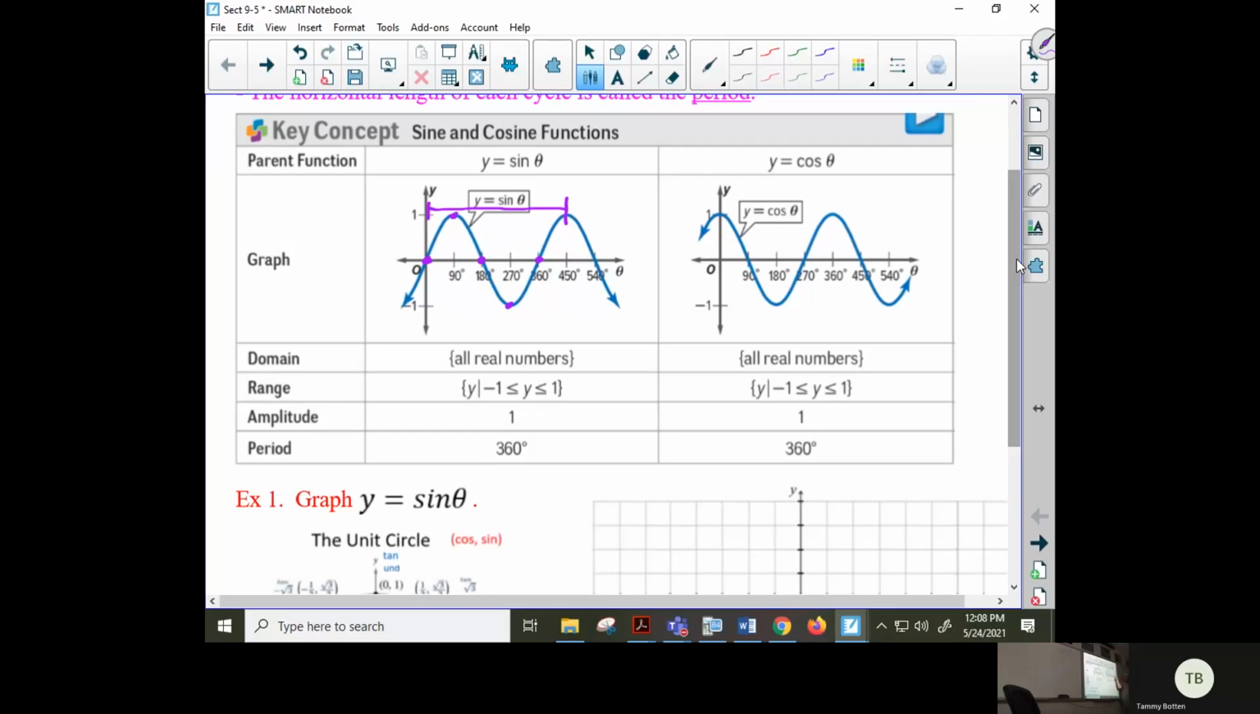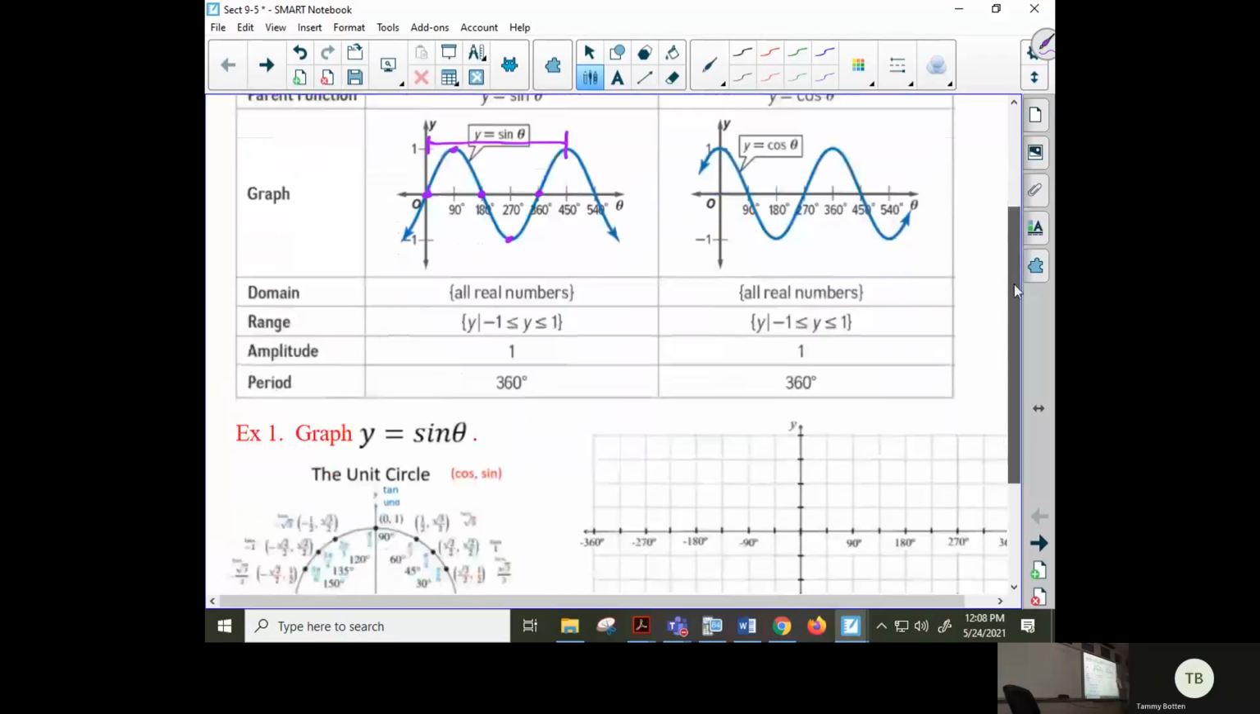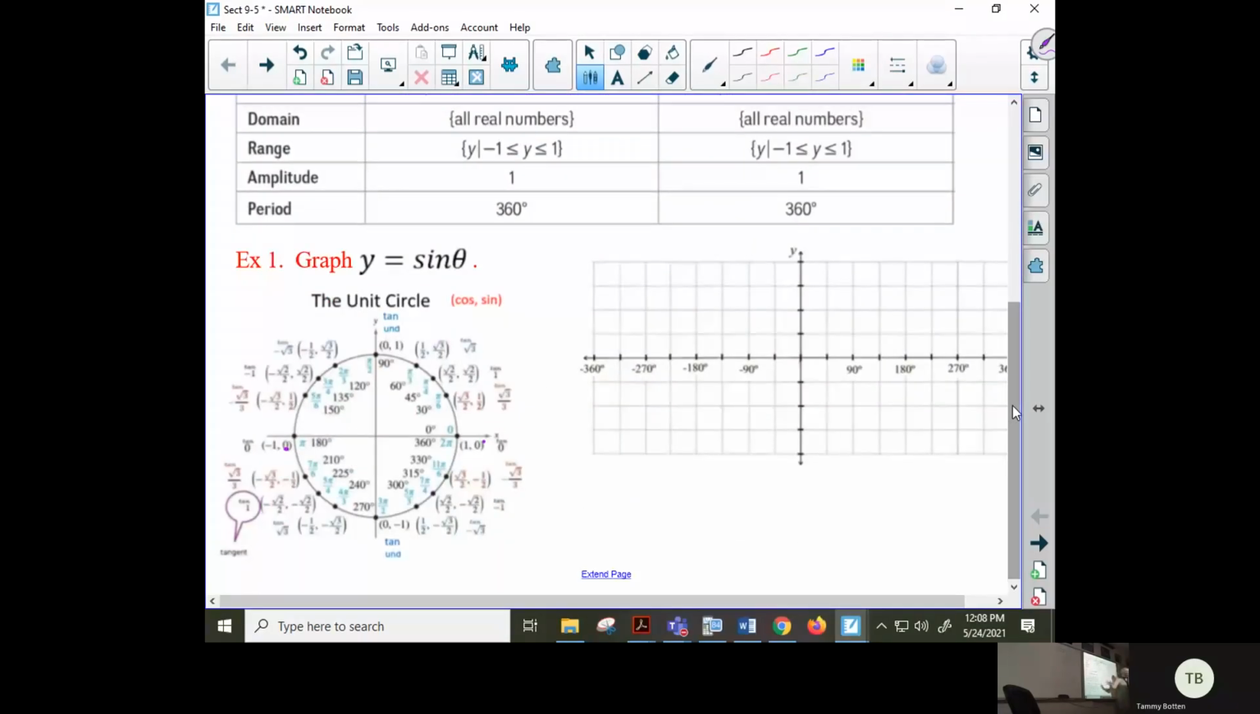Y equals cosine of theta. For that, again, you would look at your unit circle if it's your first time. At 0 degrees, the cosine is the first thing in parentheses. So at 0, cosine starts up at 1. Then at 90 degrees, it goes down to 0. At 180 degrees, it goes down to -1. At 270, it's back up to 0. And at 360, it's up at 1.